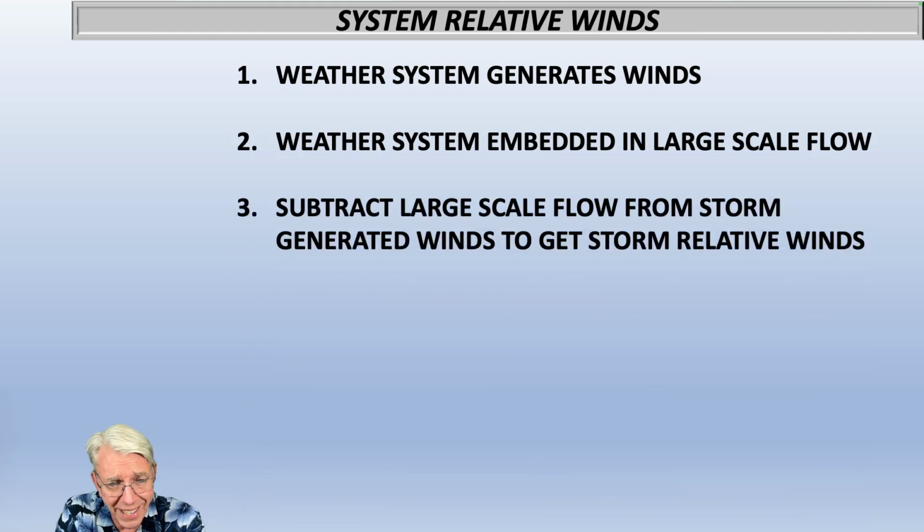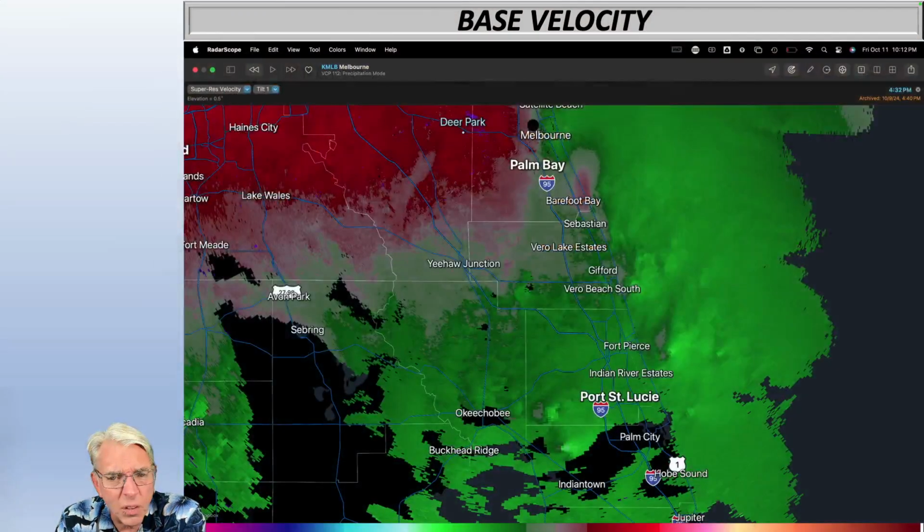So in order to see how much wind the system itself is generating, we have to subtract out that large scale flow and then see what we have left, okay? And so this is very, very useful when it comes to severe thunderstorms and especially tornadoes. And so I'm going to show you one example of how this came into play the other day on Wednesday.